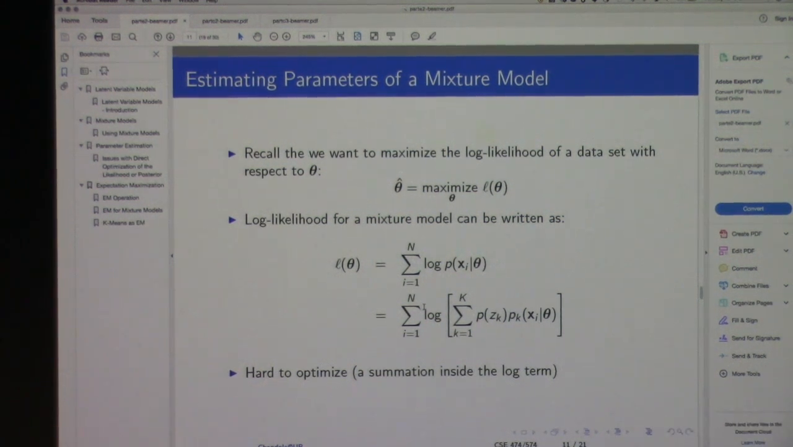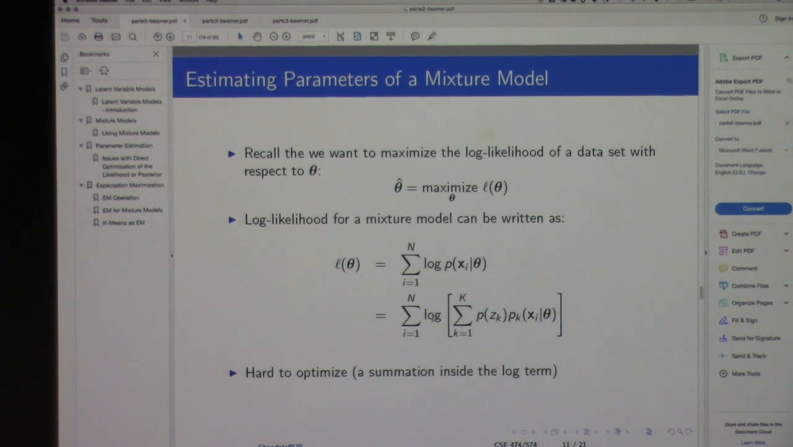But there are some issues with this, right? One issue is that you have a summation inside a log, which always freaks mathematicians out, because you can't put the log inside, and if you want to do the derivatives of this expression, it becomes a mess. That's one issue, but that's not the main issue.